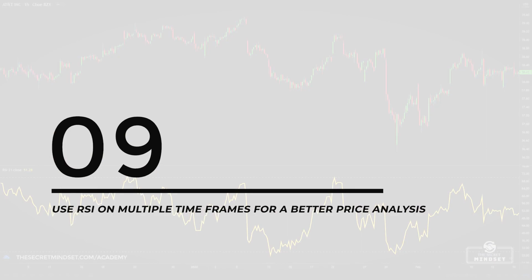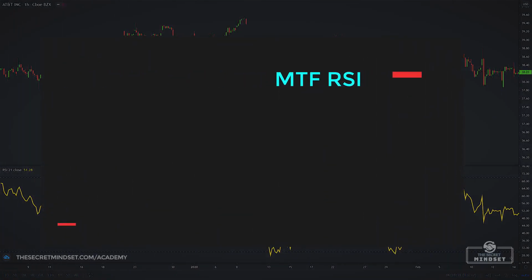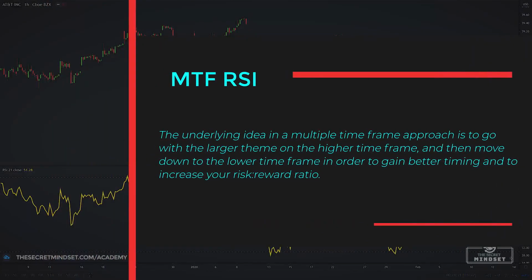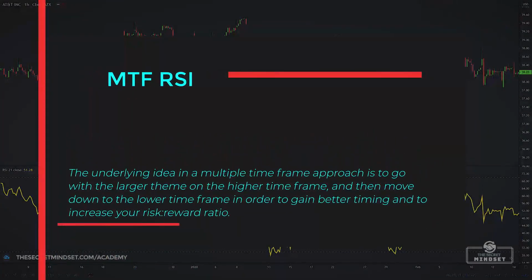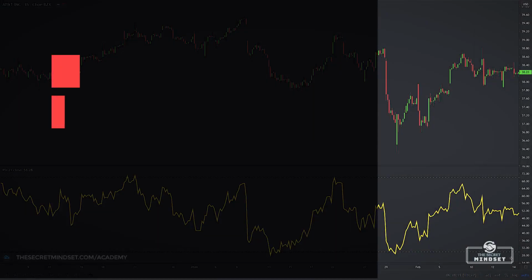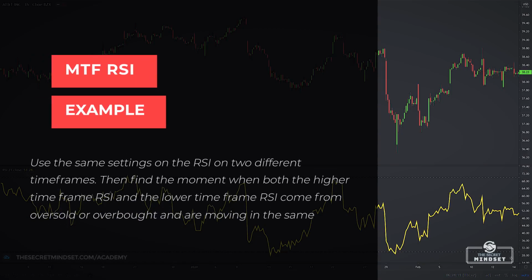Number 9. Use RSI on multiple timeframes for a better price analysis. An effective RSI trading strategy involves a multiple timeframe approach. The underlying idea is to go with the larger theme on the higher timeframe and then drill down to the lower timeframe in order to gain better timing and to increase your risk-reward ratio. A simple way to execute an RSI multiple timeframe analysis is to use the same settings on two different timeframes. You can then catch the moment when both the higher timeframe indicator and the lower timeframe indicator come from oversold or overbought area and are moving in the same direction.